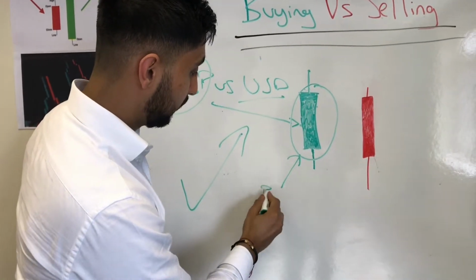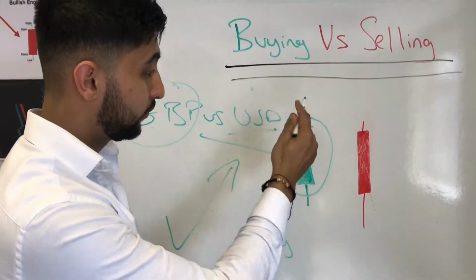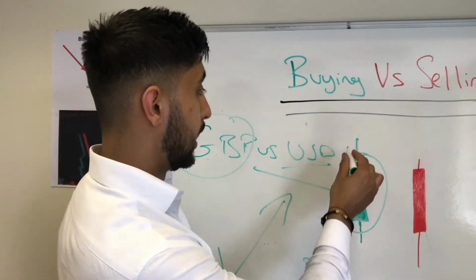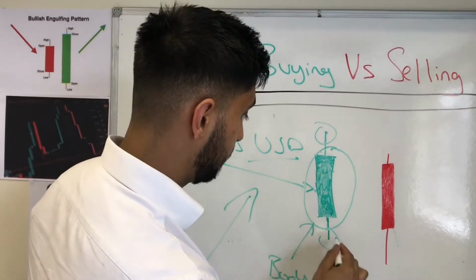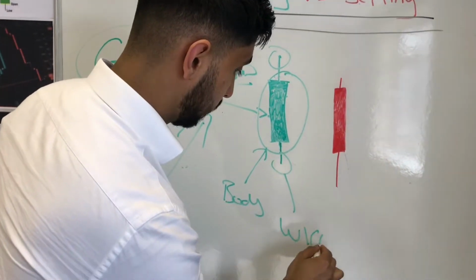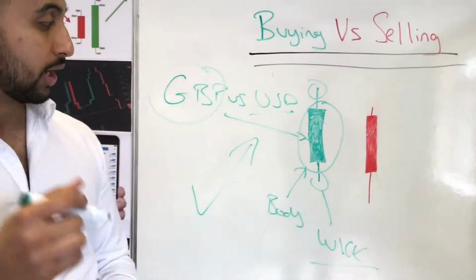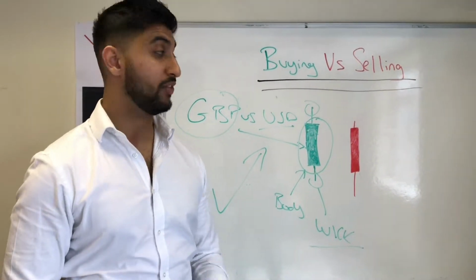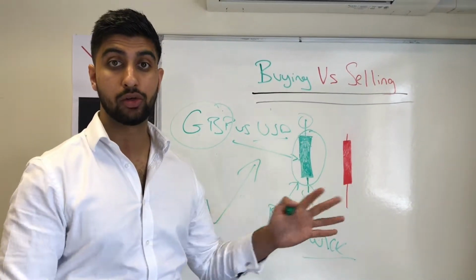This is the body of the candle, and this represents the strength of the candle and the strength of the market. This part here, or this part here, represents a wick. So this represents how quickly the markets change. What Anish will really explain is the sell part of the candle.